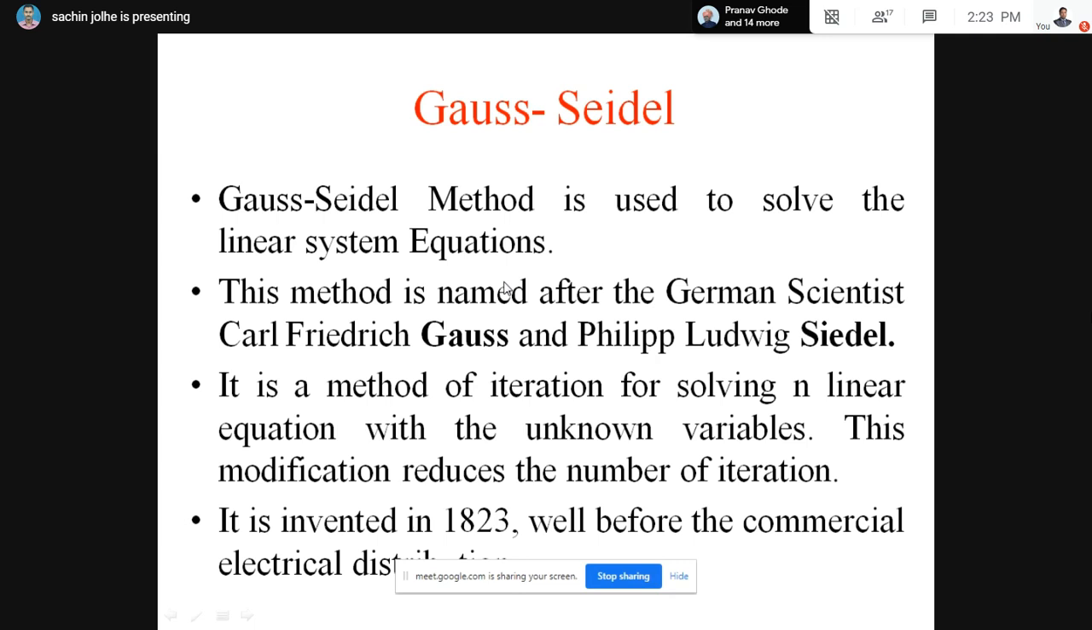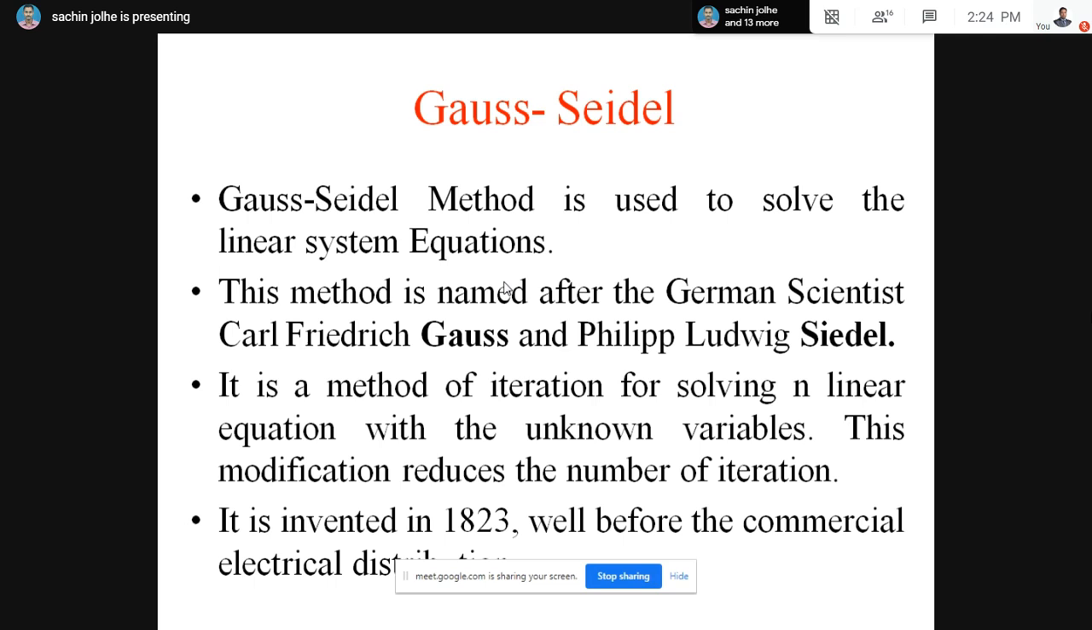What is the Gauss-Seidel? The Gauss-Seidel is one of the methods used to solve linear system equations. This is iterative. Iterative means there should be a loop. We have to check the same thing three times by changing the values, and we should be able to get one answer. So this method is nothing but an iterative method.